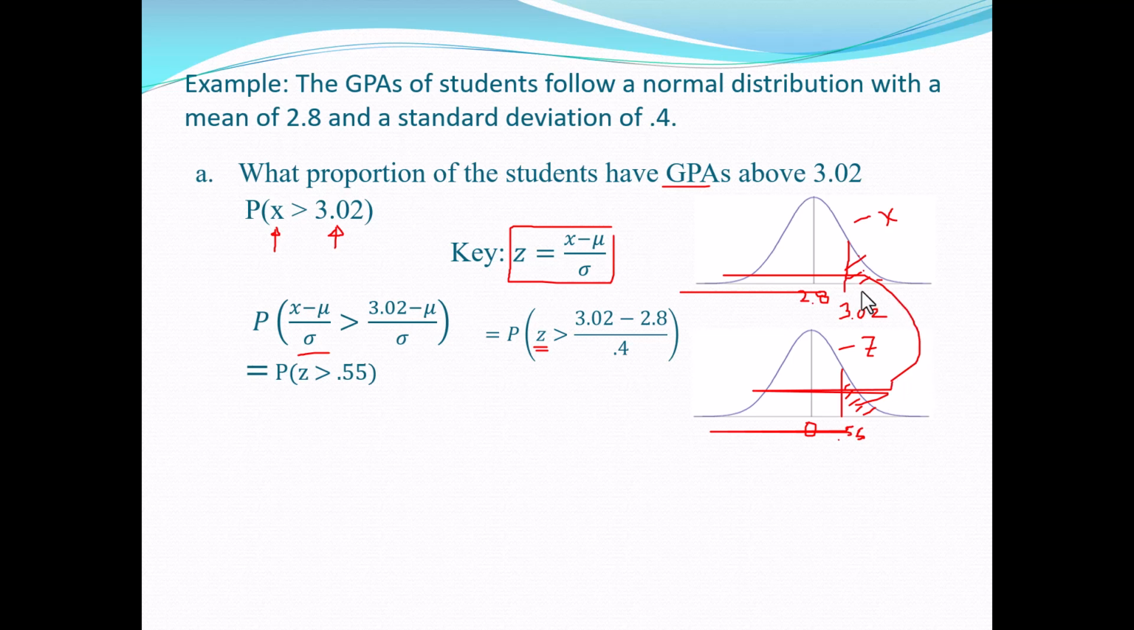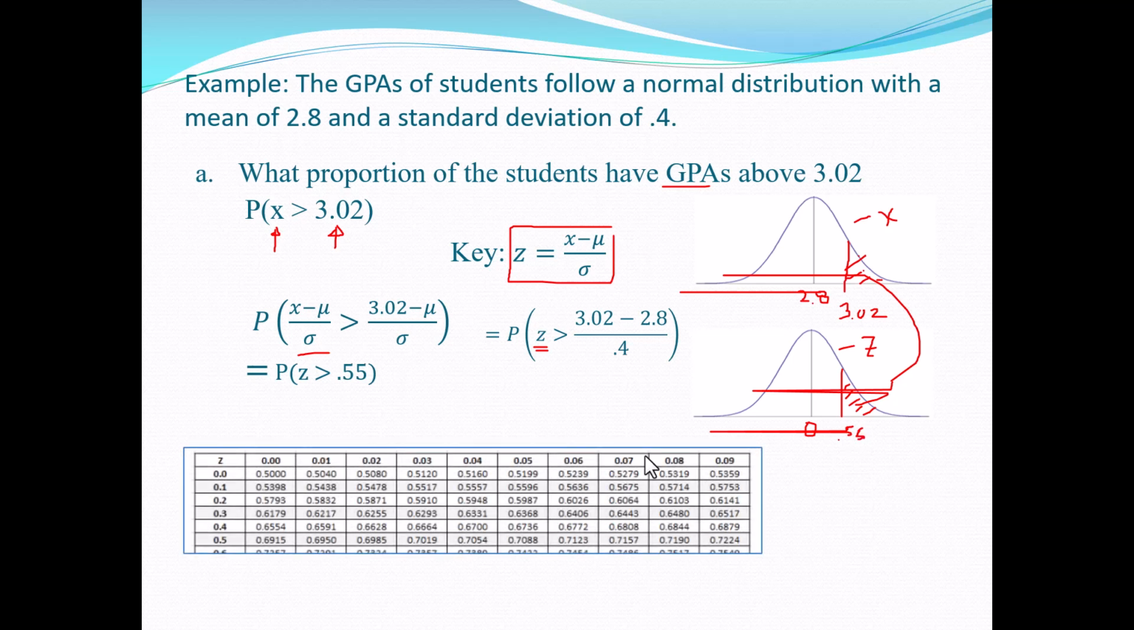The probability above 3.02, the probability above 0.55, they're exactly the same. What's the point of all this? I have a table that allows me to look up the probability, the z-score at 0.55. Here it is right here. It's 0.7088. That's not the probability above. That's the probability over here. That's also the probability over here below the 3.02.